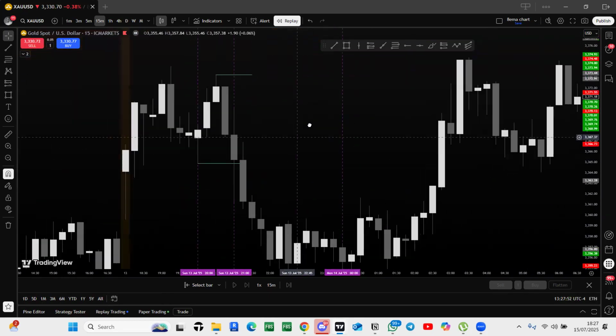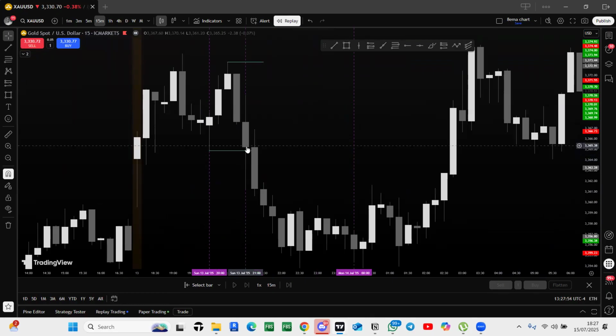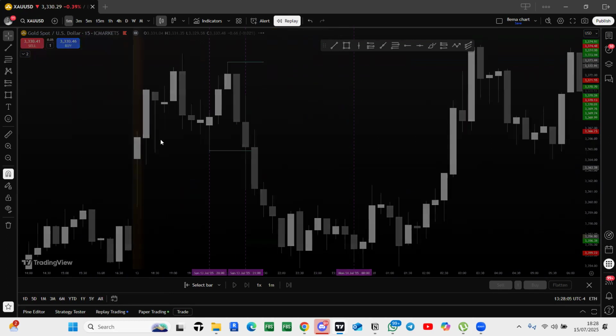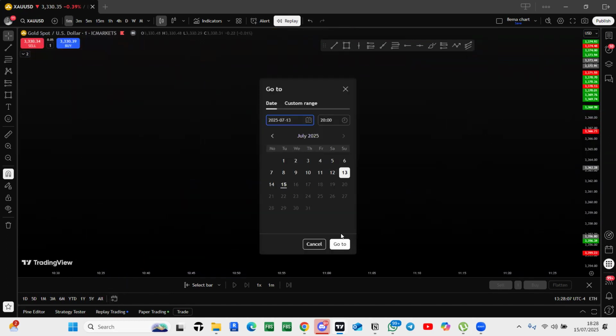Very simple strategy, very mechanical. Okay, so immediately at that 9, can you see that the thing dropped? The price shot and touched that line. Okay, so I'll drop down to 1 minute. I'll come here.